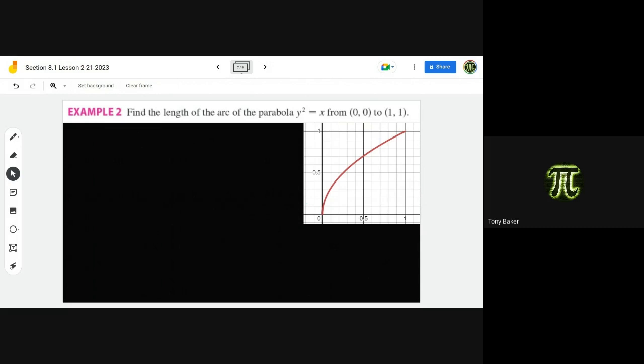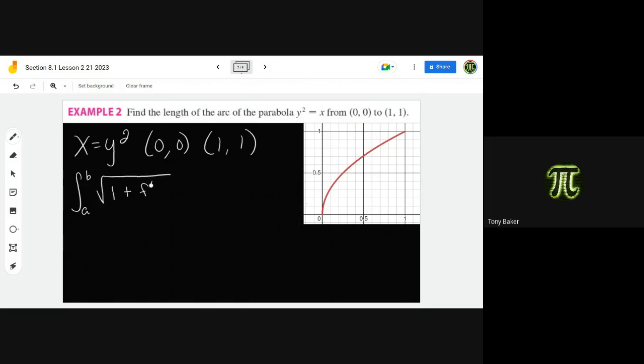So that's the shape we're looking at. And they gave me x equals y squared, and we're going from 0, 0 to 1, 1. But this one is easier to go with the other formula, right? Yeah, so this one's solved already for x. So let's use the y. We're going to do the dy problem for this one because it's solved for the x. So we're going to do the integral from a to b of the square root of 1 plus the f prime of y squared dy.